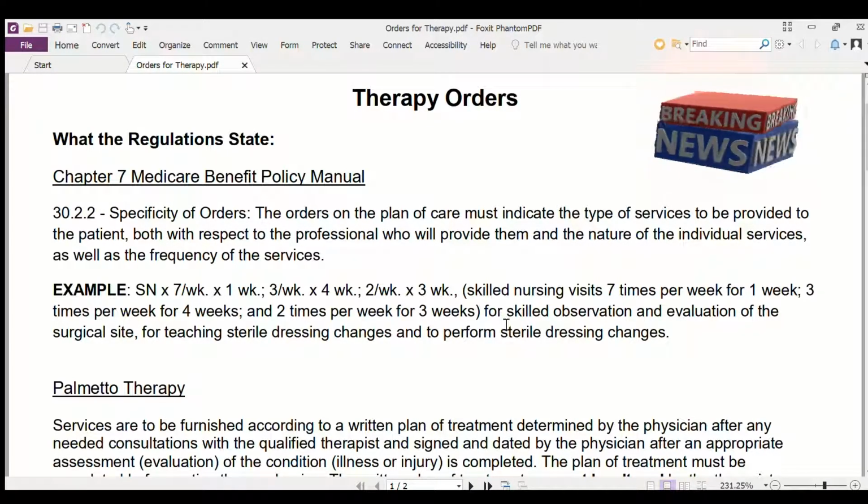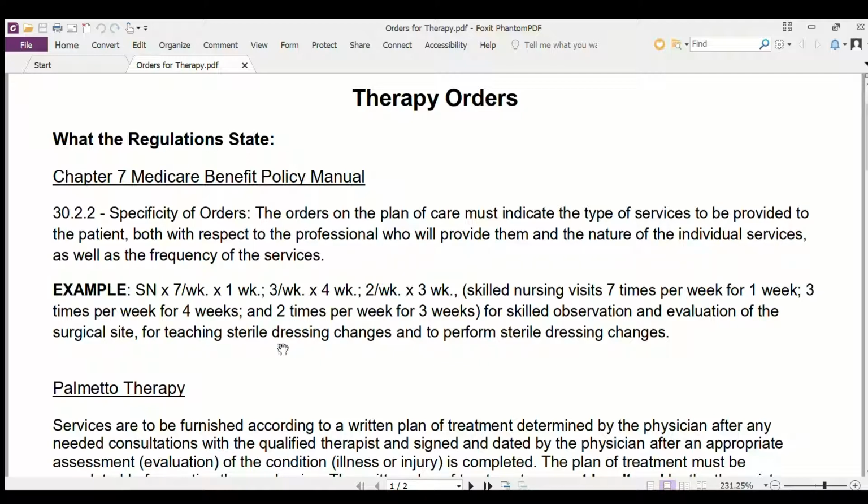Hello. Let's take a look at how we can write proper therapy orders. We get our guidance from Chapter 7 of the Medicare Benefit Policy Manual, which says orders have to be specific. They must indicate the type of service provided, both with respect to who's doing them and the nature of the services, including the frequency of services.